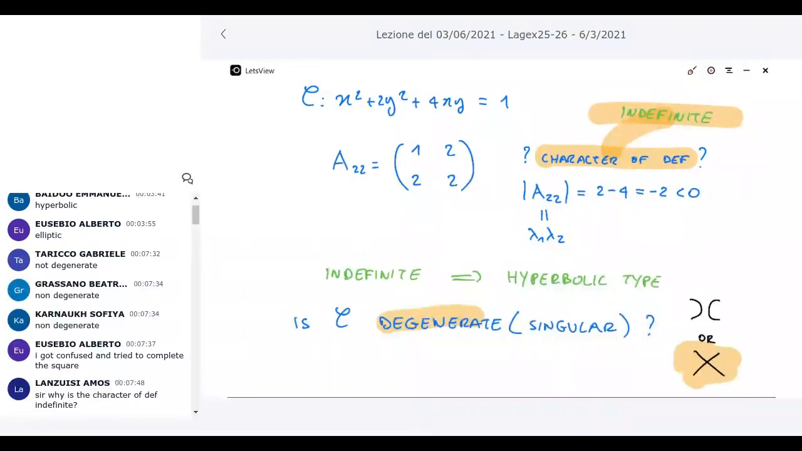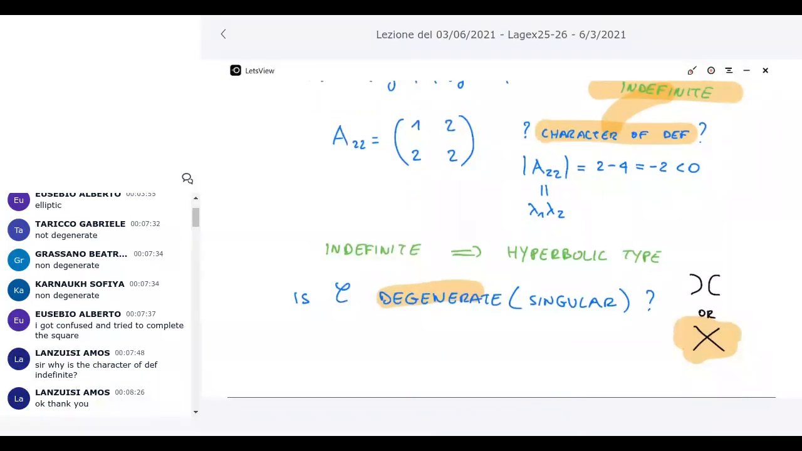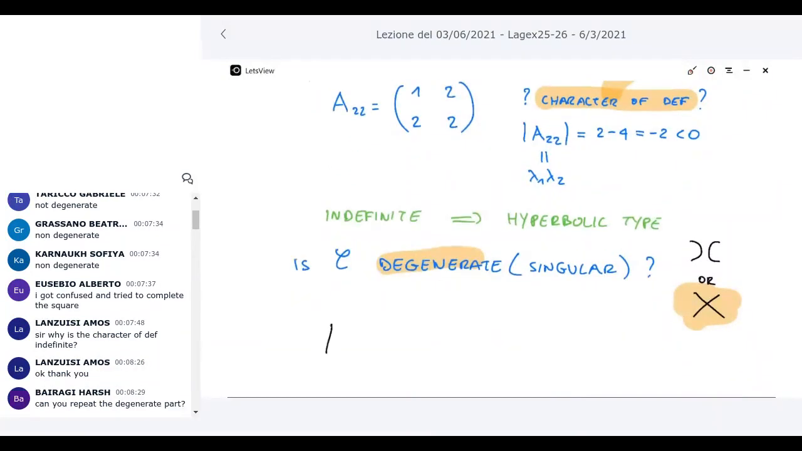Okay, how do we decide about being degenerate or not? The quickest way is to look at the matrix that we call A33. Okay, the degenerate part is the one we are doing now.